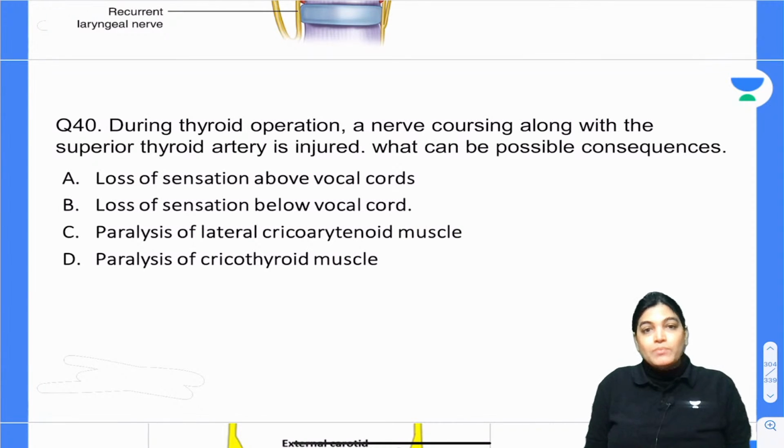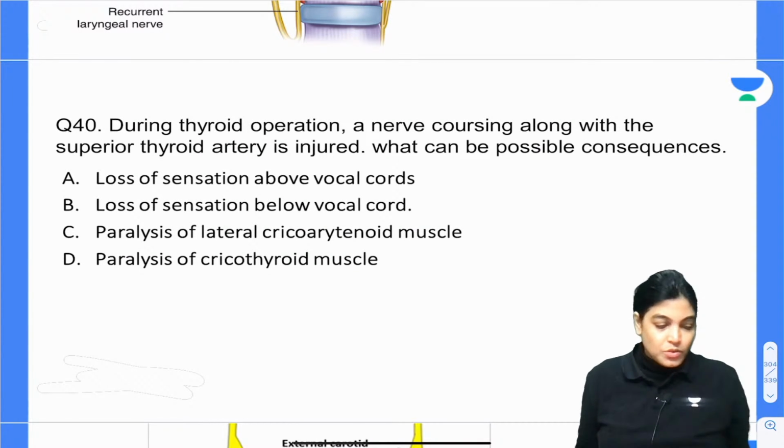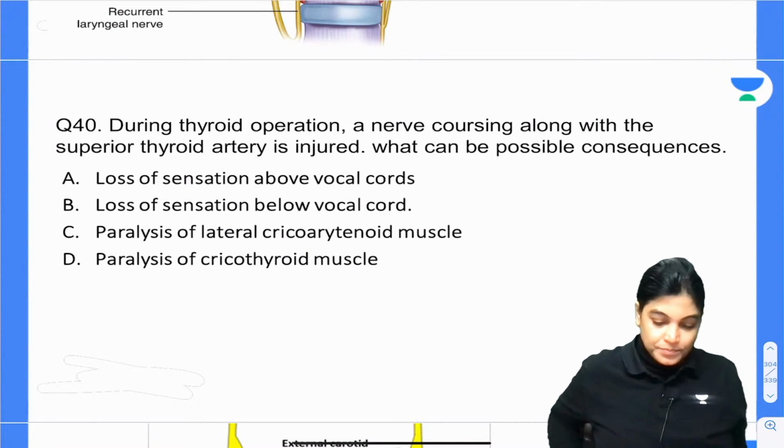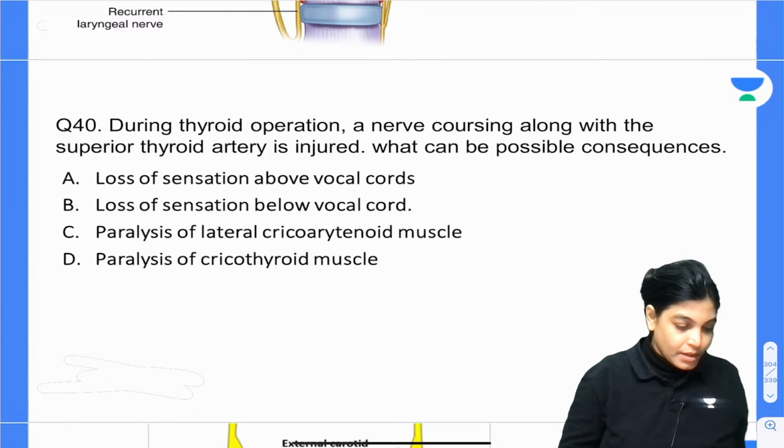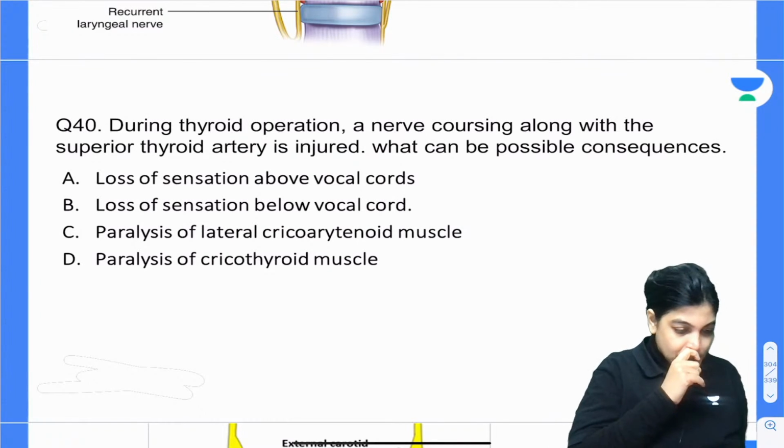Loss of sensation above the vocal cord, loss of sensation below the vocal cord, paralysis of lateral cricoarytenoid muscle, or paralysis of cricothyroid muscle. Question number 40, which is the correct answer? Suchitra is telling C. So let me explain you, don't worry.